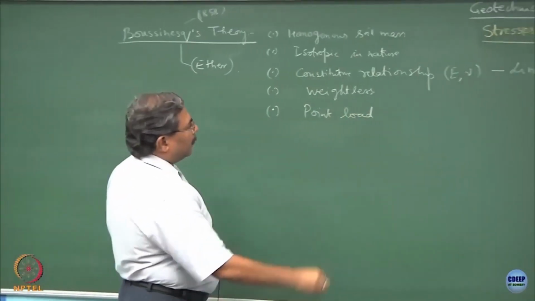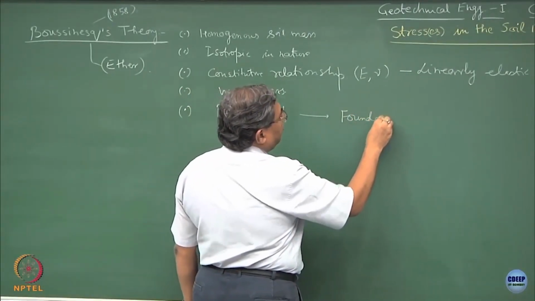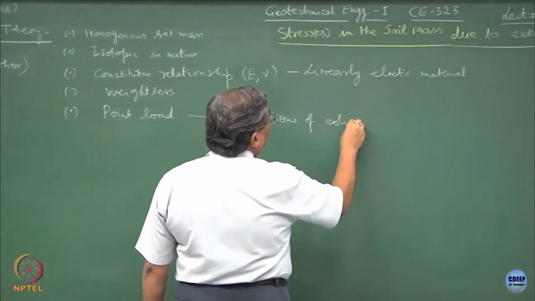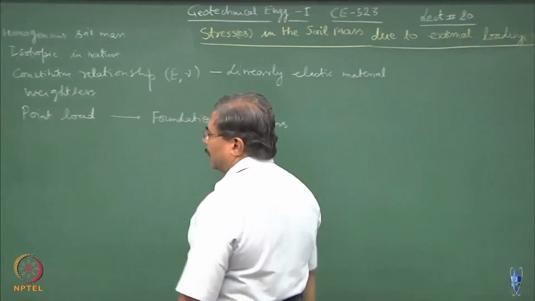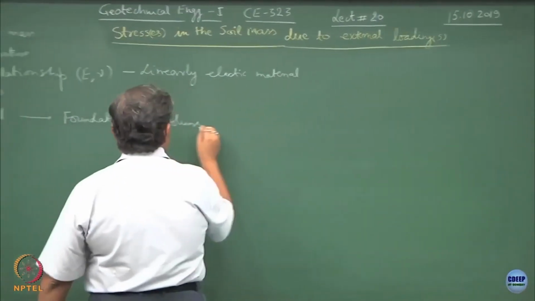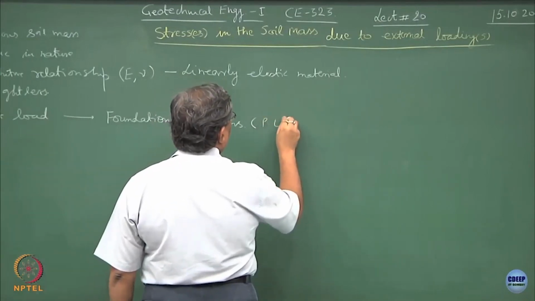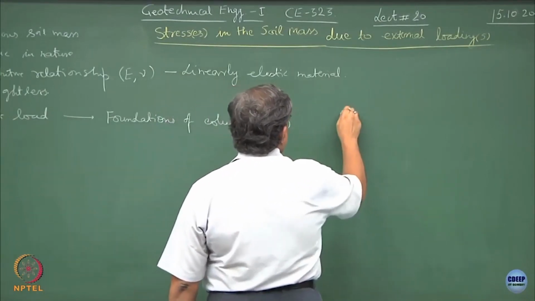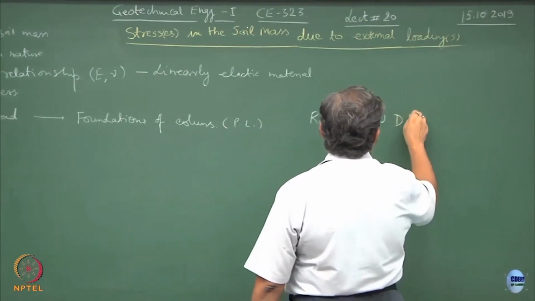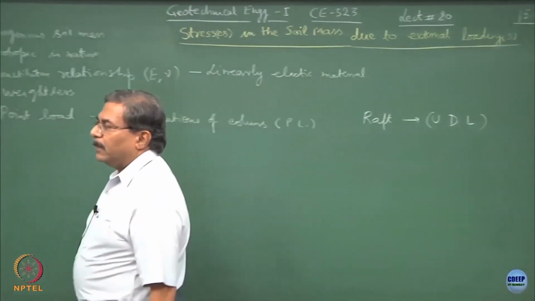Where do you come across point loads? As I said, foundations of columns. So, the moment I say raft, this is not a point load. Foundations of the columns are point loads, alright. If I convert it into a raft, this becomes a uniformly distributed load, area wise.